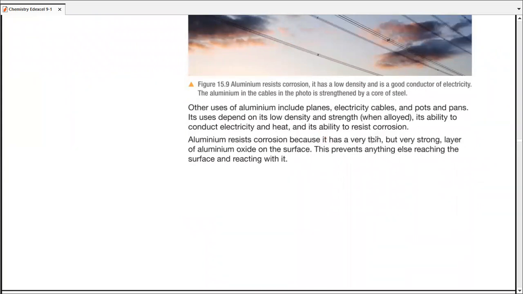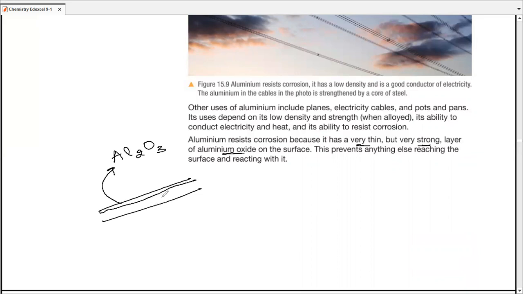Aluminum resists corrosion because it forms a layer of aluminum oxide, Al2O3, which is very thin but very strong. Now, the best part about aluminum is that if you have a piece of aluminum, the topmost layer will get corroded and will be converted into Al2O3. The bottom layer is still Al, but since this layer is non-porous, it acts like a block, so it prevents anything else reaching the surface and reacting with it. So this Al will never react with water, will never react with air, and will never get corroded.